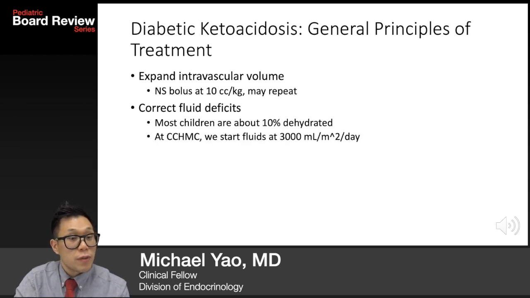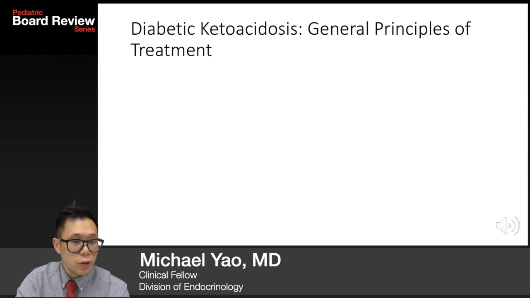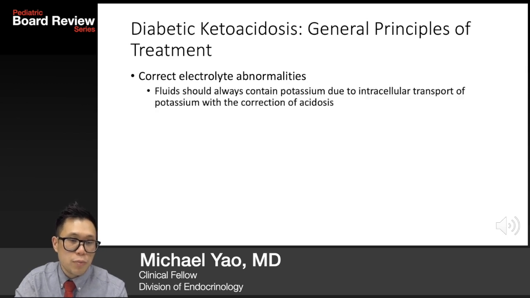So the first principle is expand intravascular volume. Generally, this is done with normal saline with a bolus of 10 cc's per kg, and you can repeat that as needed. Regarding correcting fluid deficits, most children at presentation of DKA are about 10% dehydrated. Here at Cincinnati Children's, we start with fluids that are calculated using 300 milliliters per meter squared per day.